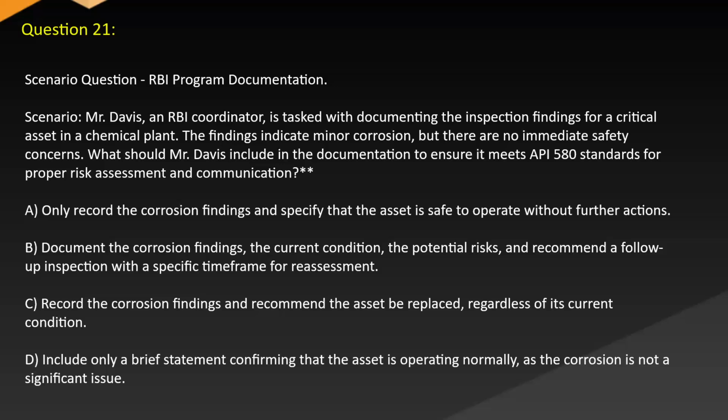B. Document the corrosion findings, the current condition, the potential risks, and recommend a follow-up inspection with a specific time frame for reassessment. C. Record the corrosion findings and recommend the asset be replaced regardless of its current condition. D. Include only a brief statement confirming that the asset is operating normally, as the corrosion is not a significant issue.